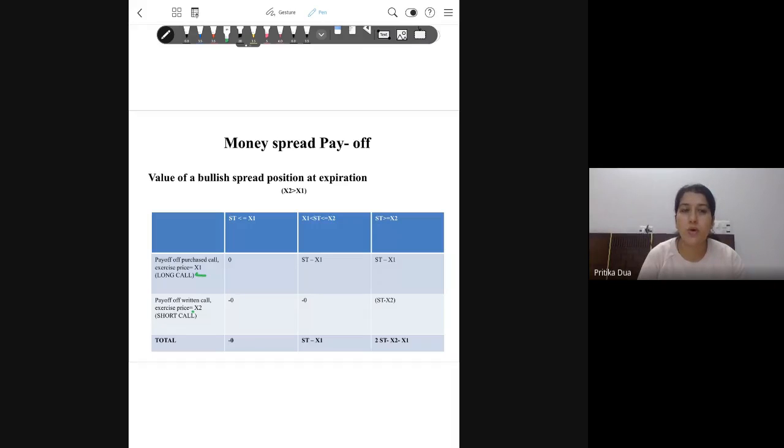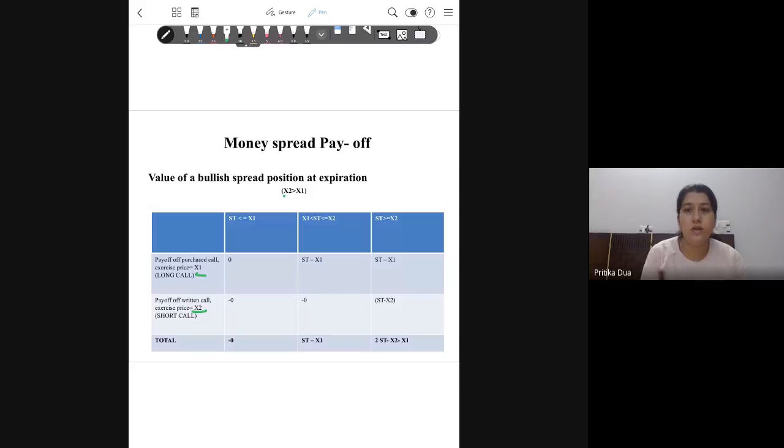Now both these call options have the same expiry date. Also, what is given is that you are selling the option at a higher strike price, and you are buying the option at a lower strike price. Now, there can be three scenarios here. We see what the intrinsic value is under each scenario. In the first case, the spot rate in the market is lower than X1.